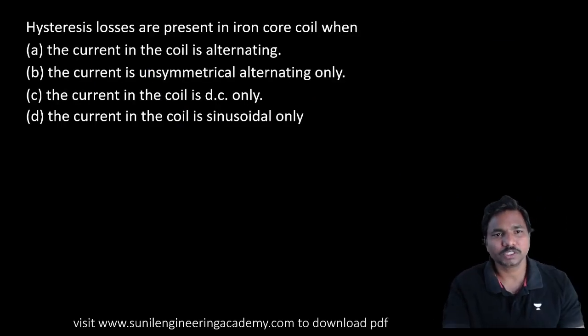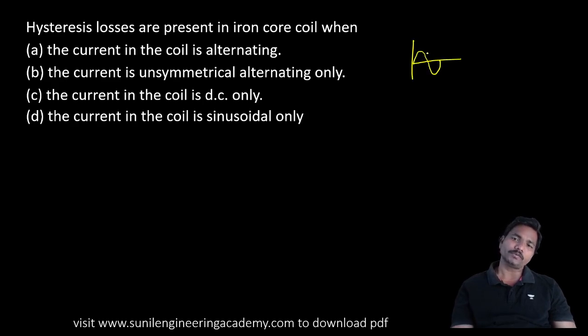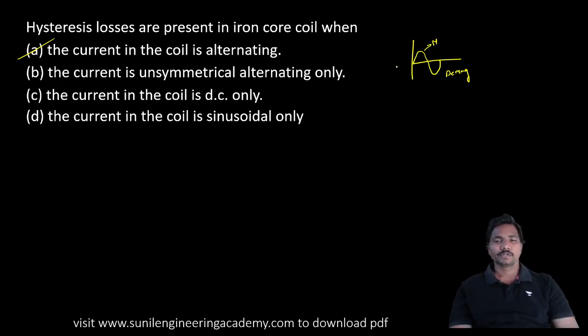Okay, coming to the next question. Hysteresis loss is present in an iron core coil when dash. I have already explained this one. Whenever the supply is an alternating quantity, then only there is magnetizing and demagnetizing. Due to the reversal of this magnetization and demagnetization, we get the losses. Those are nothing but hysteresis loss. So the current is alternating in nature. It may be sinusoidal or may not be sinusoidal. If it has positive and negative cycles repeatedly, that is alternating, guys.